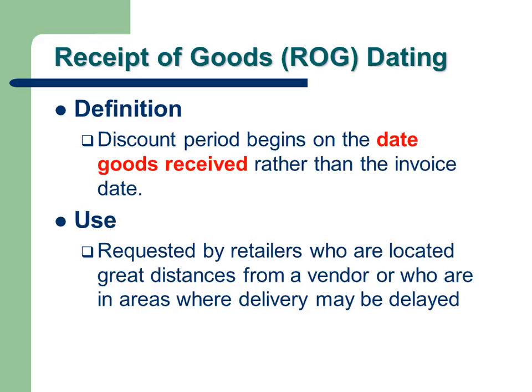So all the rest are the same. If it is like 3/10 ROG, that means you're going to have a 3% discount for 10 days after the ROG, receipt of goods, not from the invoice date. Okay?